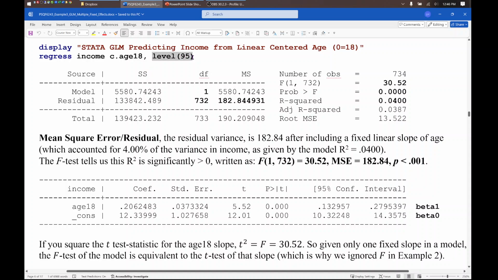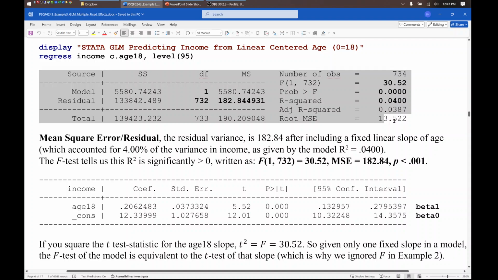And again, level 95 is an option. So options in Stata happen after the comma. That is asking for a 95% confidence interval, which is consistent with a 5% alpha rate. So the first thing we get is our model summary, and this we can ignore, because when you only have one slope in your model, the test of the model is the same thing as the test of that one slope.